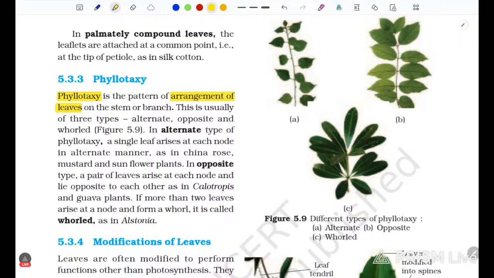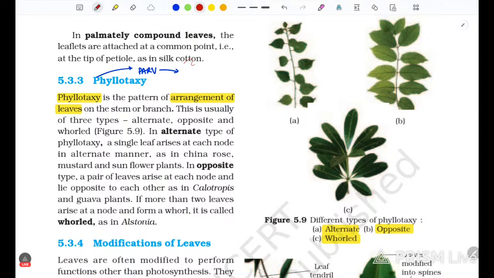Okay, so there are three examples: alternate pattern, opposite pattern, and whorl pattern. ठीक है, so mnemonic to remember the phyllotaxy is P for phyllotaxy, P for you can remember my name, and everybody who sees me speaks wow. So wow, W for whorl, A for alternate, O for opposite. So now I will teach you one by one. So what do you mean by alternate?